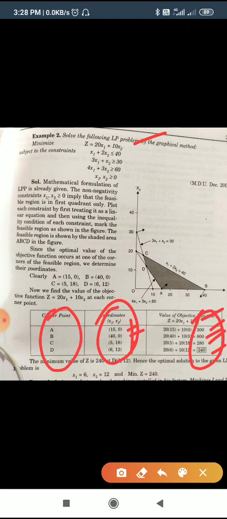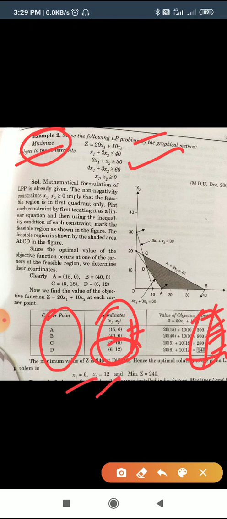So we optimize the objective function. That means we minimize the cost, minimize the value of z. In this case it is minimize z. In the last case we maximized the z. So in this case we minimize the z, so we take the minimum value of the objective function at these coordinates. So the minimum value is 240. 240 is at D, where x is equal to 6 and y is equal to 12. So the solution of the given LPP is x1 is 6, x2 is 12, and z is equal to 240.